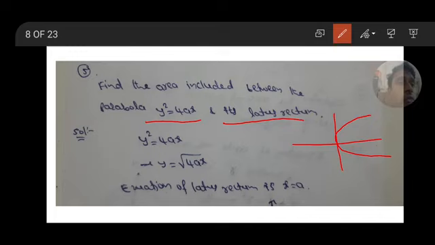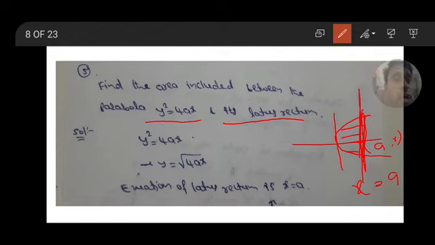Y square equal to 4ax, and the focus is (a, 0), and the line which is passing through the focus (a, 0) is called the lateral rectum. This is the lateral rectum line, x equal to a. We have to find this area.